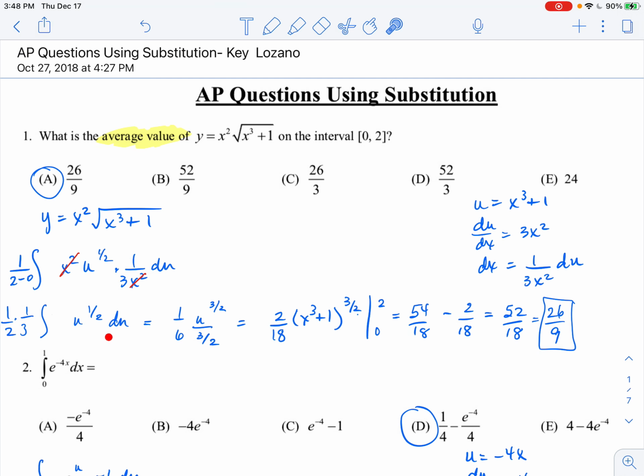Now I can find the antiderivative of u to the 1/2, and that's just u to the 3/2 over 3/2. If I go ahead and make the substitution for u, which was x cubed plus 1, then I can bring back my x boundaries and evaluate that. And as a reduced fraction, that should give you 26 over 9.